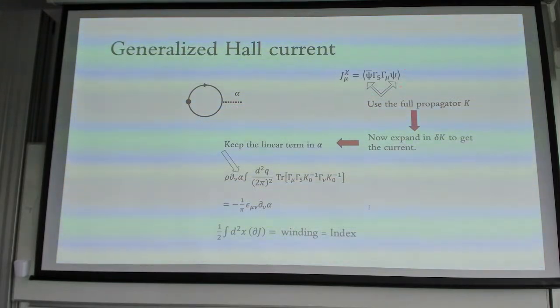And so that's my current, right? Psi bar gamma 5 gamma mu psi. Here, when I contract this psi and psi bar, I get the full fermion propagator, right? And so I just expand this in this term alpha or delta k, and it looks like this. So I just have this one external line of alpha in this fermion diagram. And if you compute this diagram, you get this nice expression. And of course, this is just proportional to the winding. If you compute the space-time divergence and then compute the space-time integral, you get the index that you were looking for.